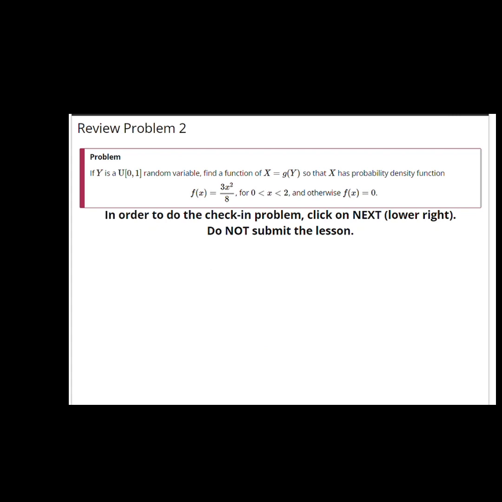Review problem 2. Again, I'm given a uniform random variable on the interval from 0 up to 1, call it Y, and we're looking for a function, g of y, x equals g of y, so that x has a probability density function 3x squared over 8.